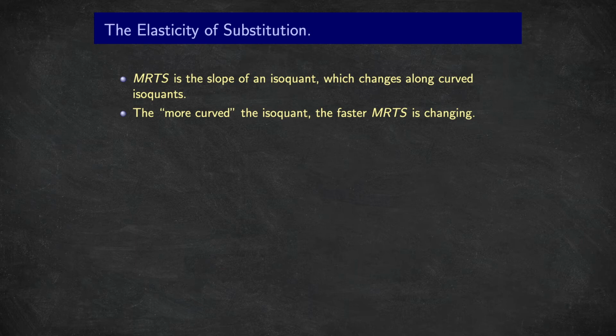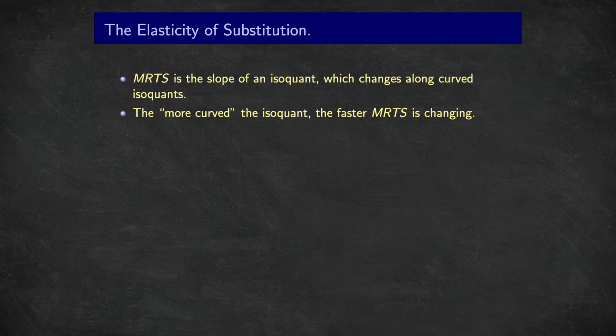Now there are many types of convex curves. Clearly, if we have a very curved isoquant, then you could think that the marginal rate of technical substitution is changing very quickly. If, on the other hand, we looked at isoquants that were convex but almost linear, so really not very curved at all, then the marginal rate of technical substitution would not be changing very much along that isoquant.